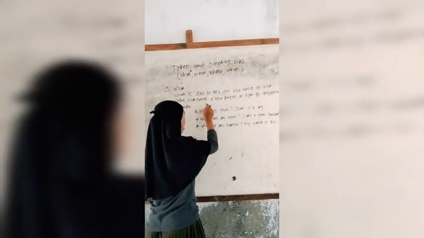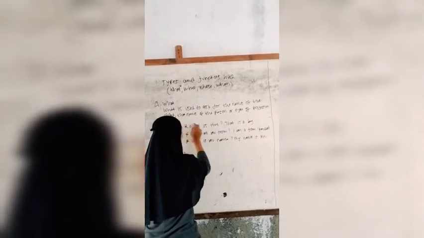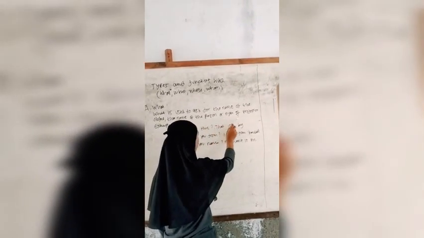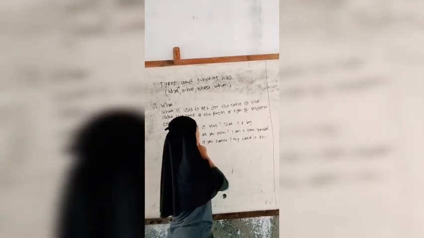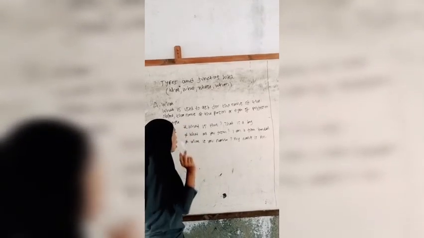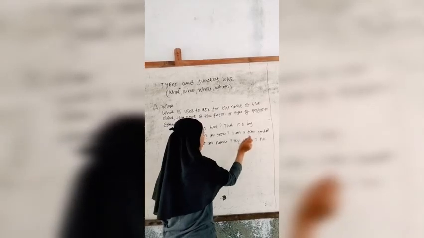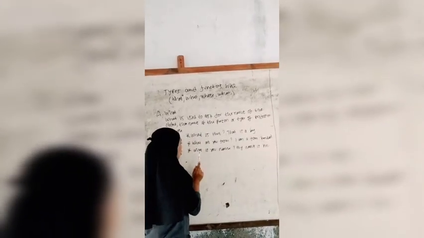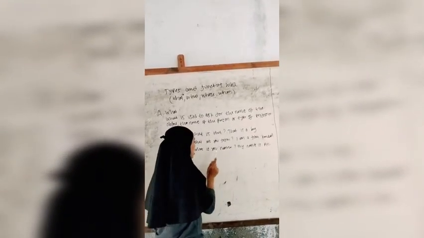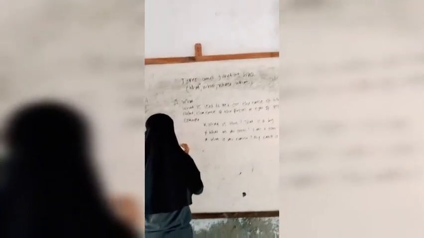What is used to ask for the name of the object, the name of the person, or type of profession. Example, what is that? That is a bee. Okay, second, what are you from? I'm from Kendari. Three, what is your name? My name is Ani.